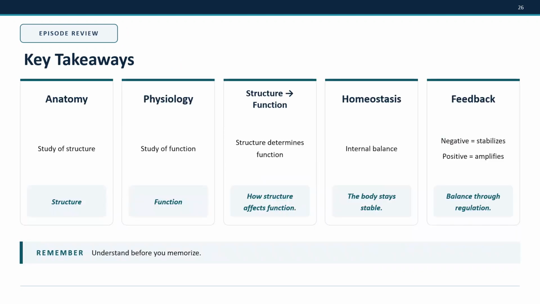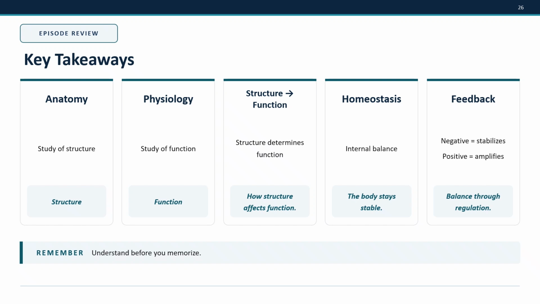So key takeaways here. Anatomy is the study of structure. Physiology is the study of function. Structure is going to determine function. Then we have homeostasis, which is really just internal balance. We have stability. And homeostasis is achieved through two feedback mechanisms, negative, which is most common, and positive, which is going to amplify a change. Remember those examples of a few of those.